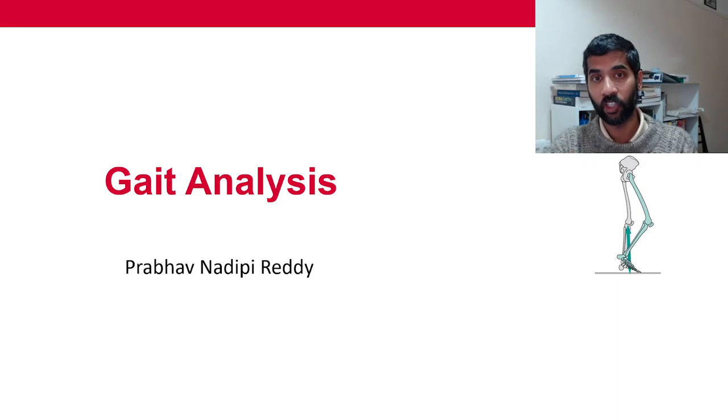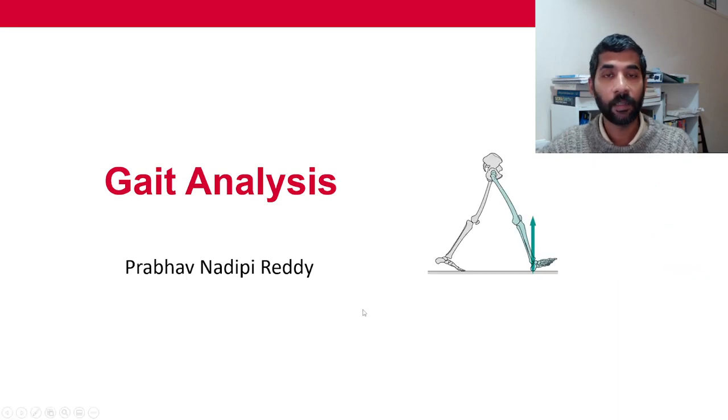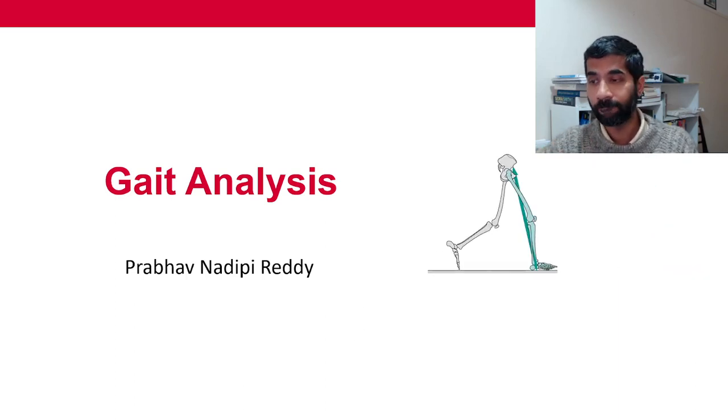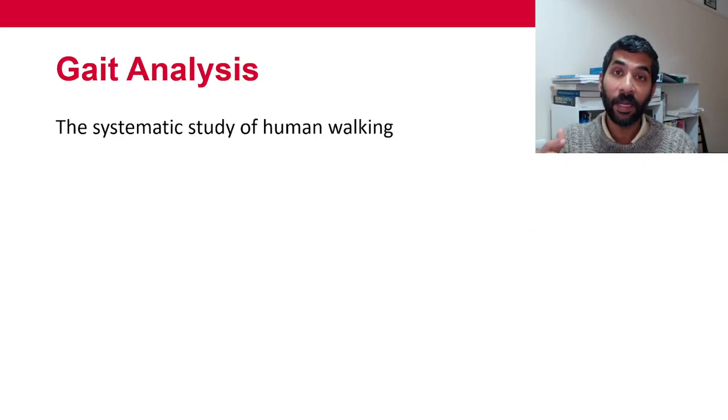Where is technology used? Okay, and we are going to take kind of an eclectic bunch of applications of technology in different fields. So the first thing that we're going to do is we are going to look at gait analysis. Now you may think, oh, what is gait analysis? Now gait analysis is basically the systematic study of human walking.